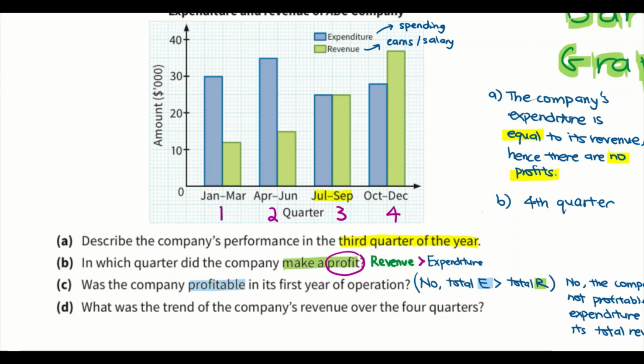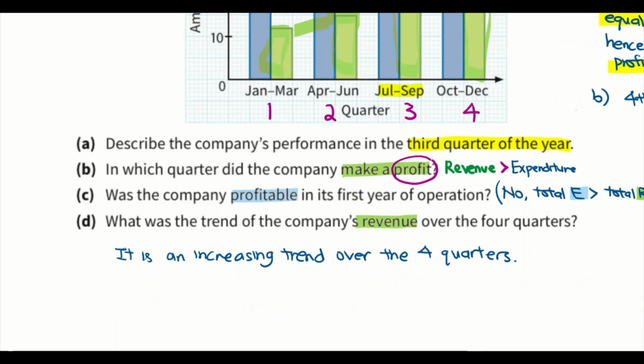Last question, what was the trend of the company's revenue over 4 quarters? Please note that revenue refers to the green color bars. And for the green color bars, we realize that the revenue is increasing throughout the year. So we can say that it is an increasing trend over the 4 quarters. And we're done with bar graphs.